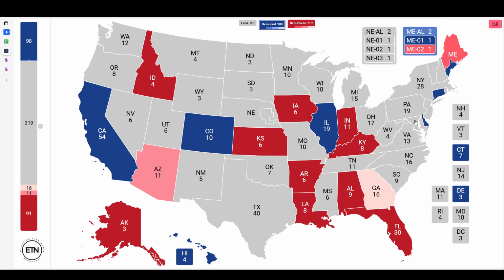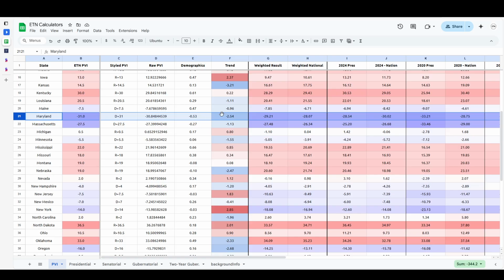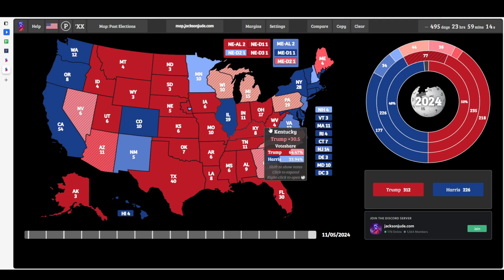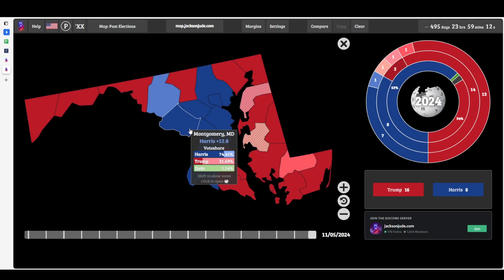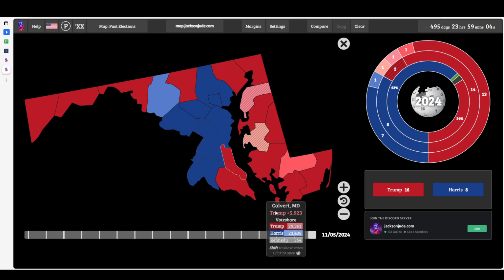This is actually bluer than Kentucky is red, which is pretty difficult to get. But you do have D plus 31 here that's continually left trending. That's actually going to be because it's continuing to urbanize, especially the areas right around the Washington, D.C. area. It's going to be Montgomery County, Prince George's County, especially going to be the bulk of these votes right here, 302,000 votes right there, surplus for Kamala Harris.